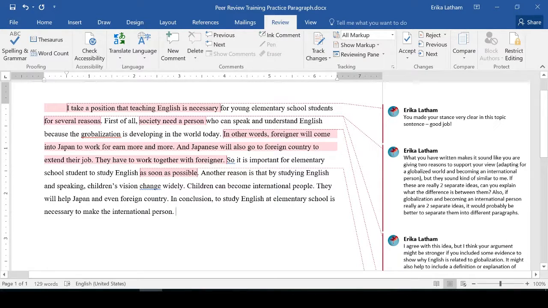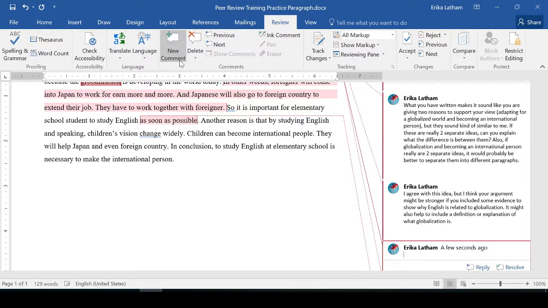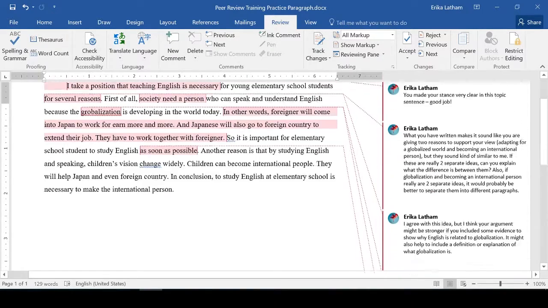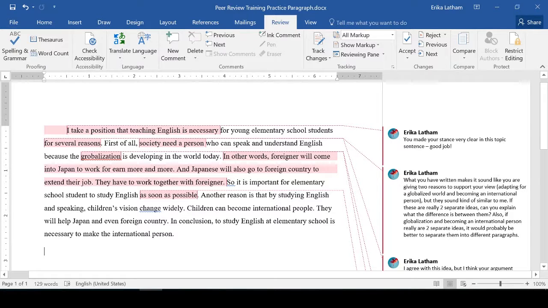"Society need a person who can speak and understand English because the globalization" is spelled wrong here. That's an easy fix at least. Okay, so I think this word is spelled "globalization," not the way it's written. All right, moving on. Where were we? "In other words, foreigner will come into Japan to work for earn more and more." Okay, I'm not really sure what that means. Are they earning more or coming into Japan more? That's a little unclear, so let me point that out.